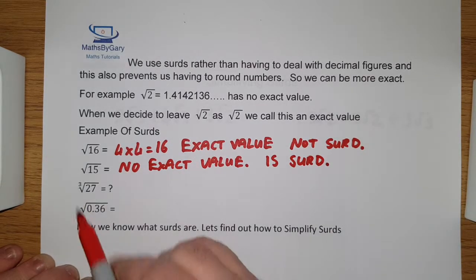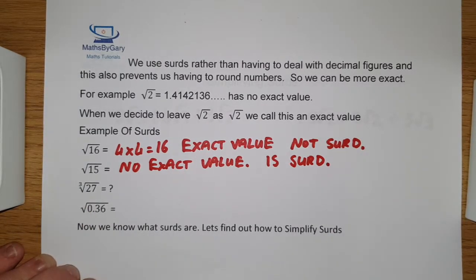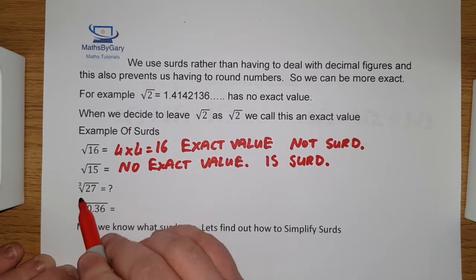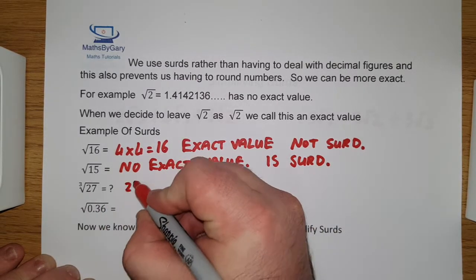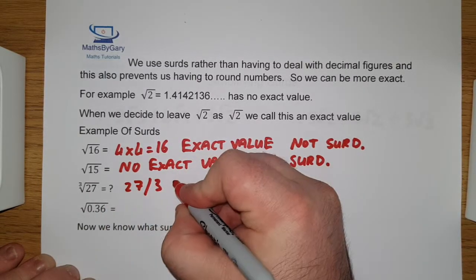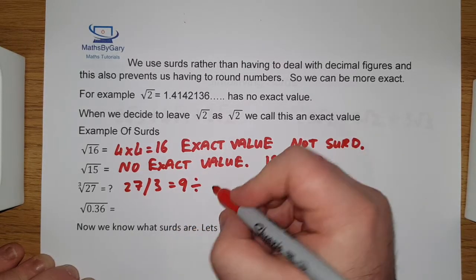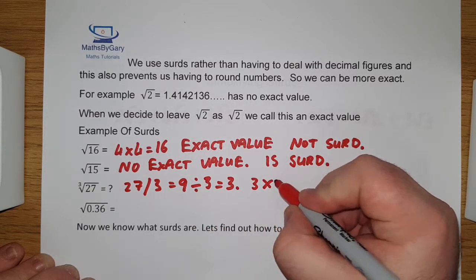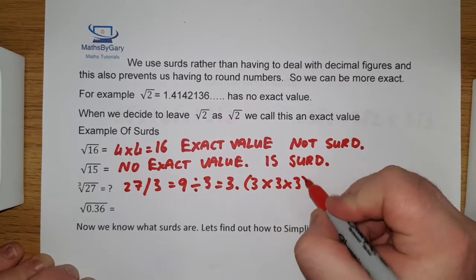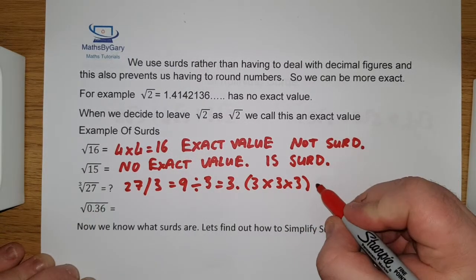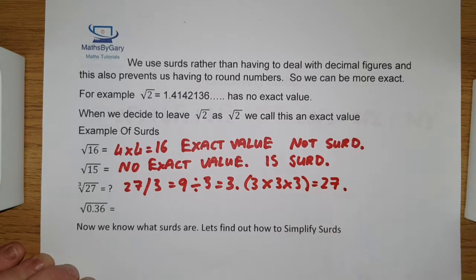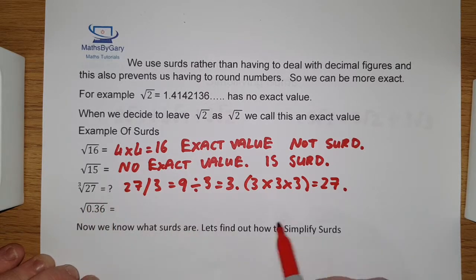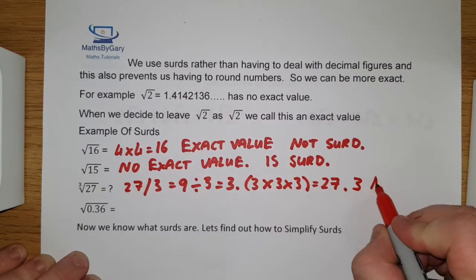Let's move on to the next one, the cube root of 27. So what does this mean? This is a number times itself 3 times to give you 27. So let's do the opposite. 27 divided by 3 gives us 9, and then divide by 3 gives us 3. So 3 times 3 times 3. So the cube root of 27 is 3. So this is not a surd because it has an exact value.